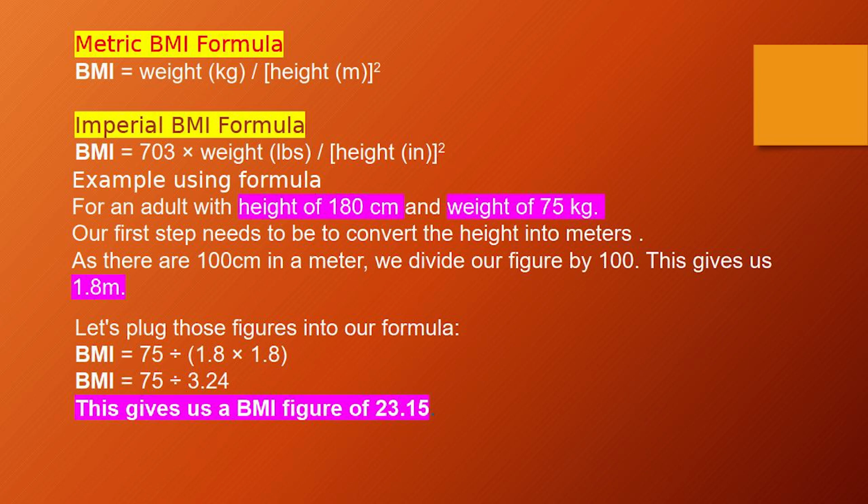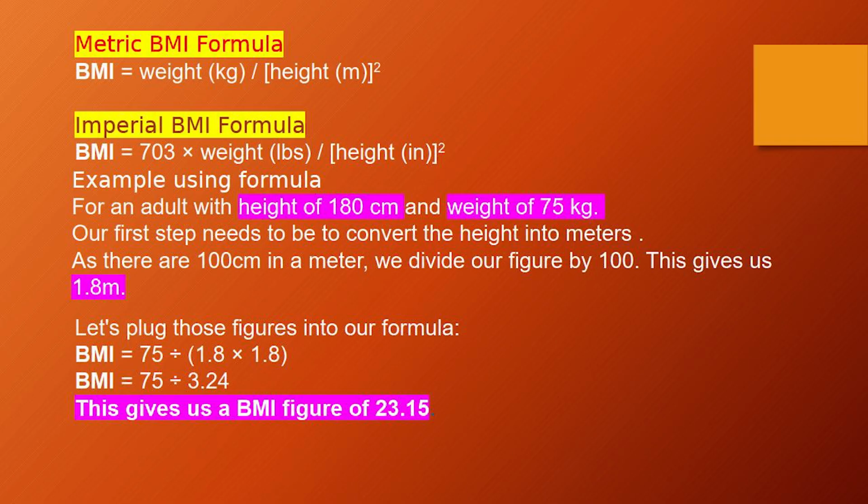So, you can take examples. For example, you can take an adult of about 180 centimeter in height and about 75 kg in weight. In the first step, you have to convert this 180 centimeter into meter, and as you all know, 1 meter is equal to 100 centimeter. So, 180 centimeter converts to 1.8 meter. Now, you plug both these figures together, 1.8 meter and 75 kg.